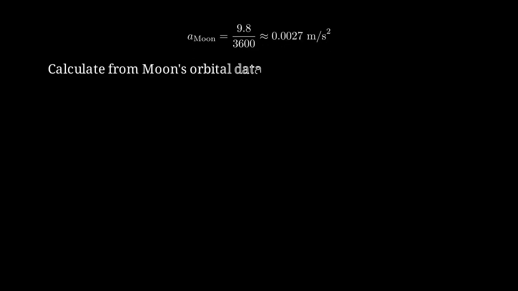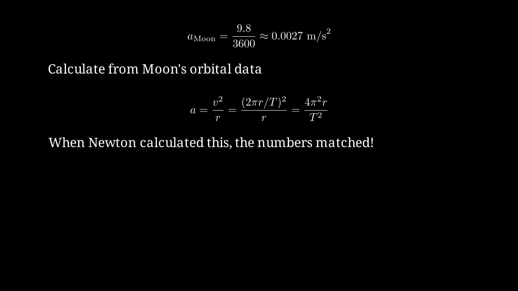Now we can independently calculate the moon's centripetal acceleration from its orbital motion. Using a equals 4 pi squared r over t squared, where r is the moon's orbital radius, and t is its period of 27.3 days. When Newton plugged in the numbers, he got approximately 0.0027 meters per second squared. The inverse square law prediction matched the observed acceleration perfectly.